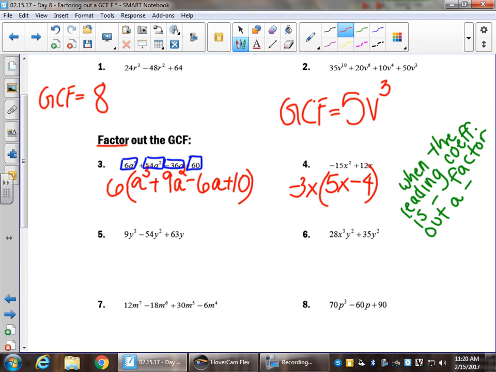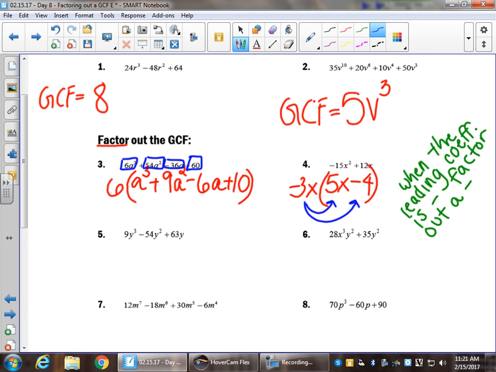Explain how you could think of it with multiplying. Negative 3 times what is negative? So another way to think about it, and to check yourself, you know how before it was distributing like this? That looks familiar? Negative 3x times 5x, is that negative 15x squared? Yes. Negative 3x times negative 4, is that plus 12x? Yes.